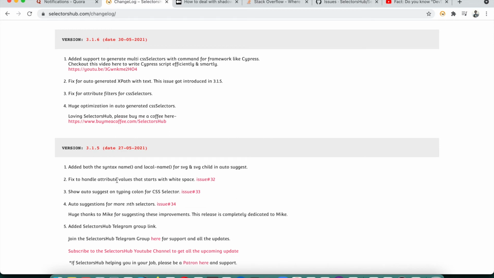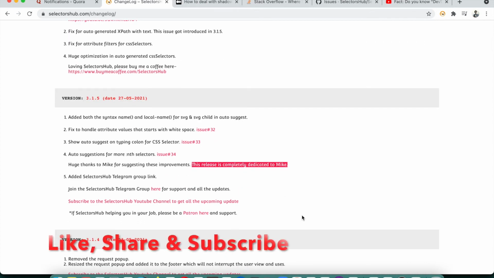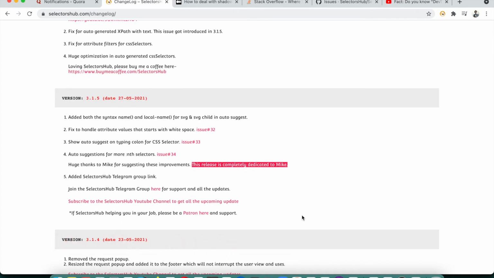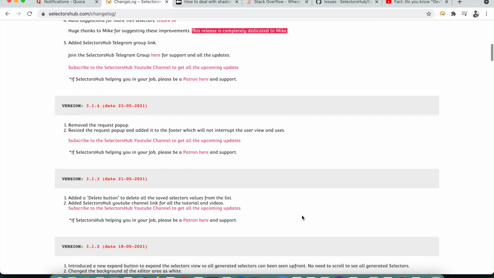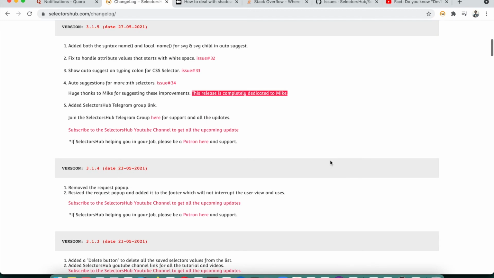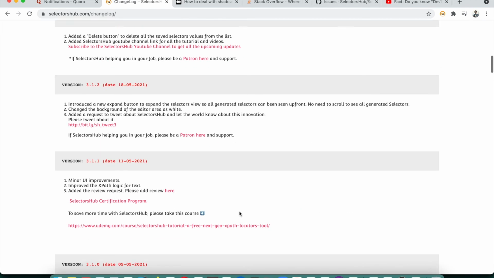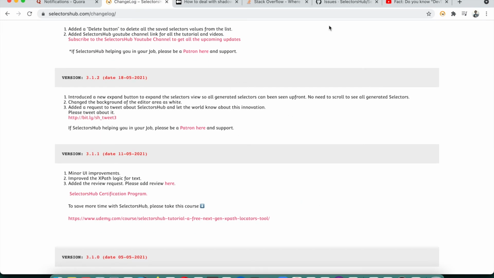Like this release 3.1.5, almost everything, all those issues and improvements, were suggested by Mike. So yes, this release was completely dedicated to Mike. One very active person, Gaurav Khurana, has contributed a lot. He has suggested a lot of features, issues, and improvements in SelectorsHub, I would say. So really thanks to him, and you can find his name on multiple releases. So likewise you can also contribute.